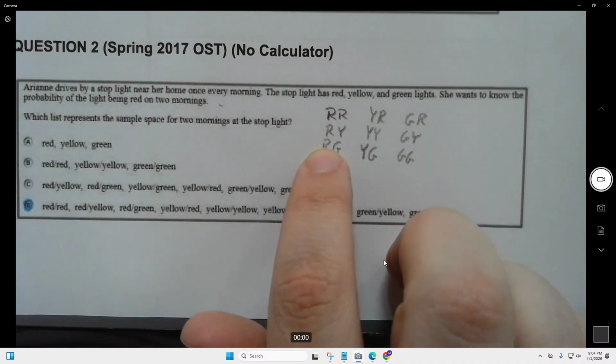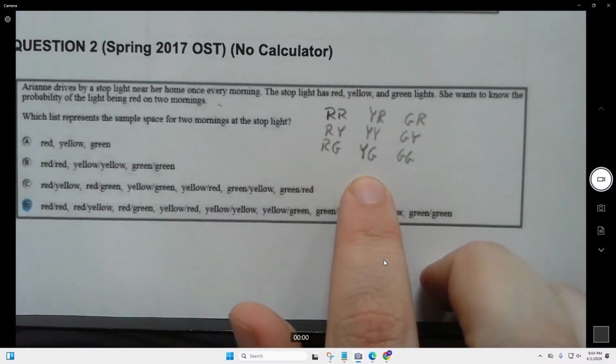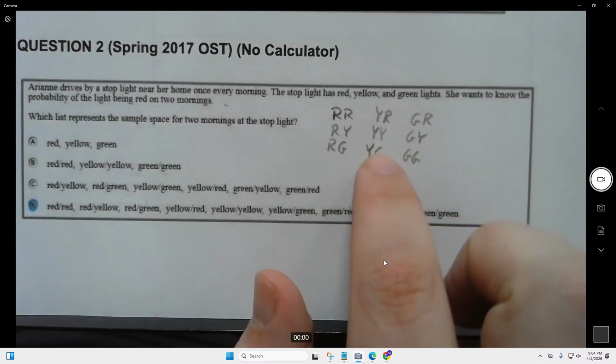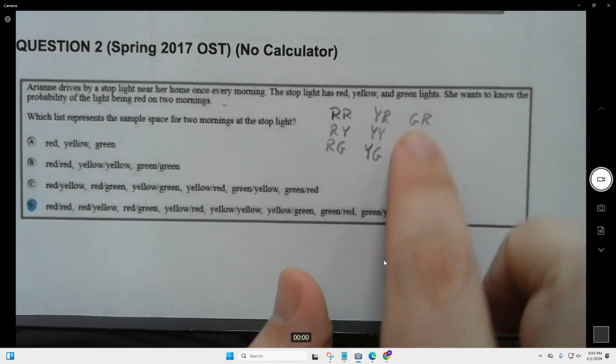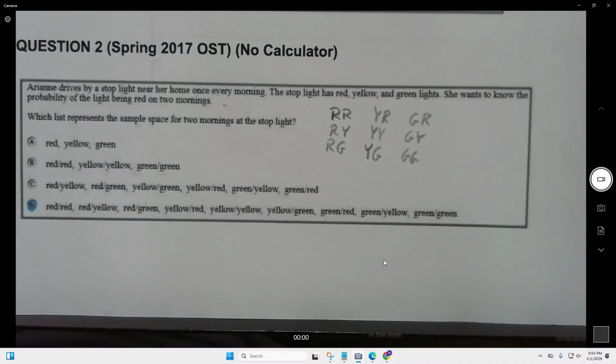Either you hit the light red the first time, and then there's the 3 options of red, yellow, green the second time. You hit the light yellow the first time, and there's the options of red, yellow, green the second time. Or you hit the light green the first time, and there's the options of red, yellow, green on the second time.